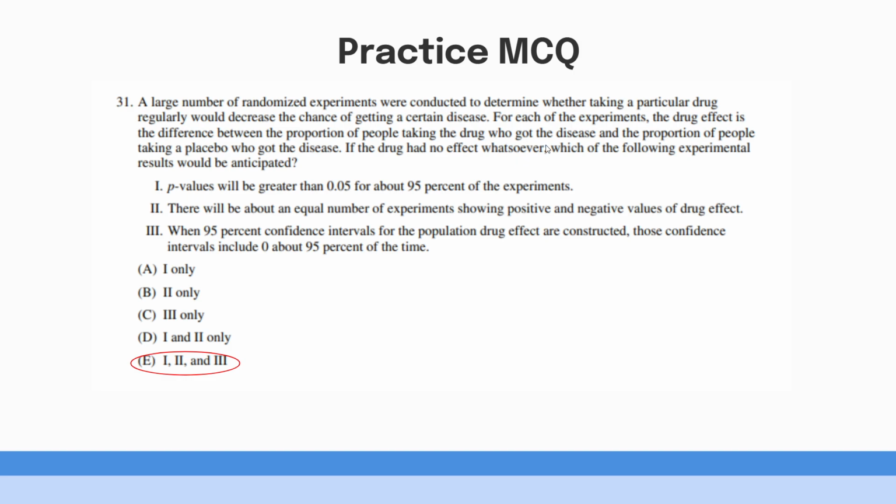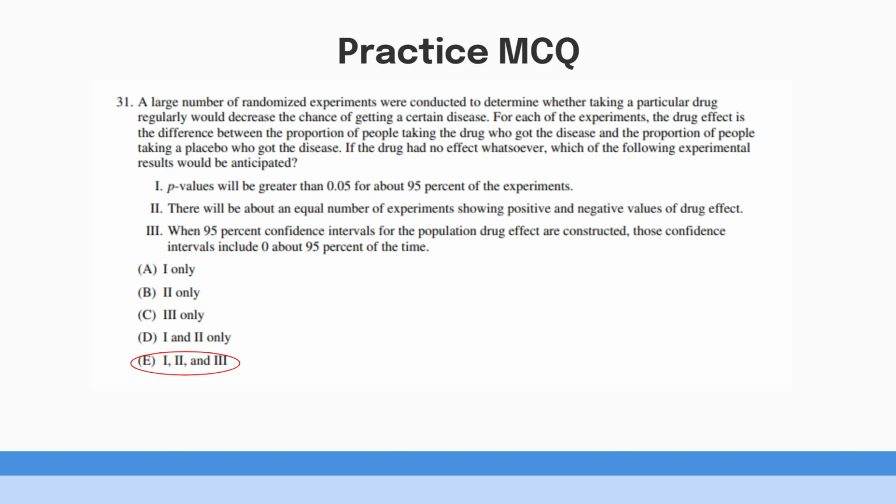If the drug had no effect whatsoever, that means there is no difference between the people who took the drug and the people who took the placebo. So there is no difference. So if there's no difference, which of the following experimental results can we anticipate? Options 1 and 3 we'll go over in a bit, but 2 we can automatically say is right, because there will be an equal amount of experiments showing positive and negative values. Since they're equal, when you subtract them, the difference will be 0.